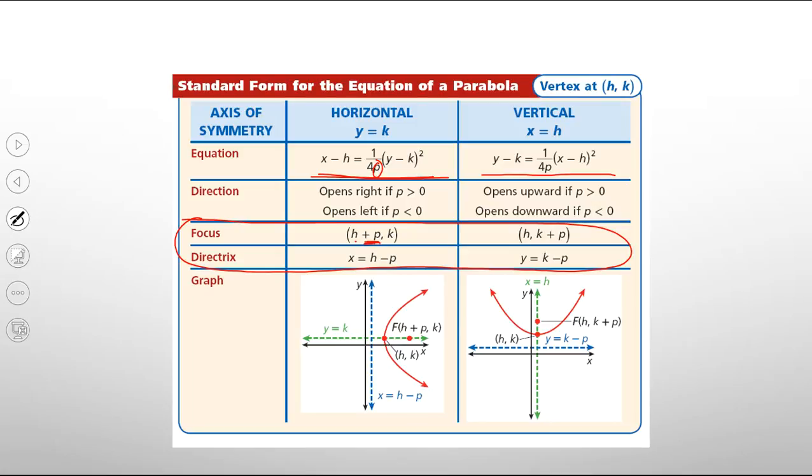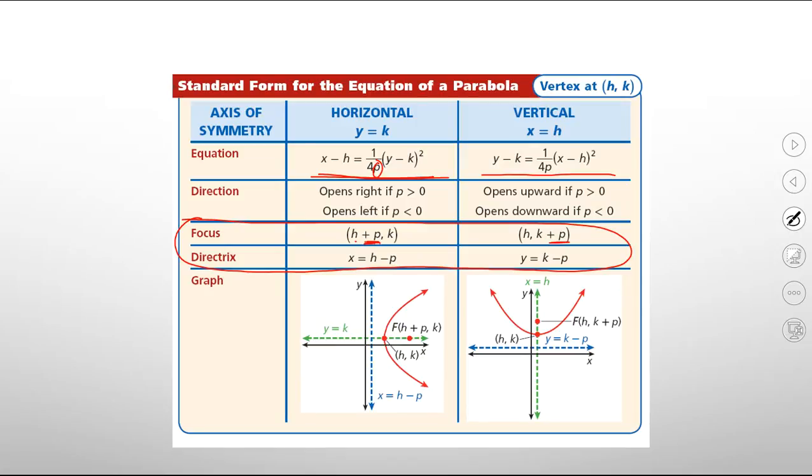For a vertical parabola, we're going to add P to the y value. Because remember, vertical is the y equals. So we're going to be adding that P value, which again, P is the distance between the vertex and focus, or vertex and directrix. Adding that distance to the y value. Whereas horizontal, we're adding it to the x value. So horizontal is for x equals, vertical is for y equals. Alright.